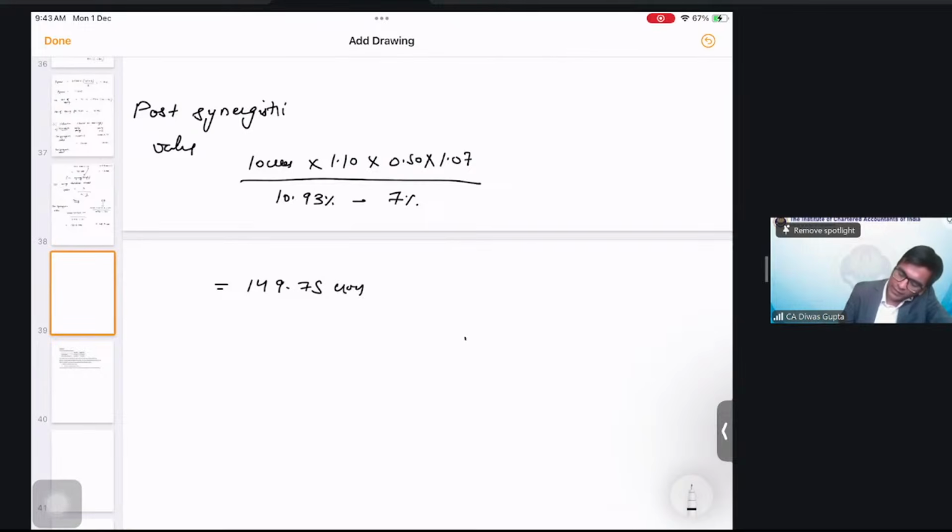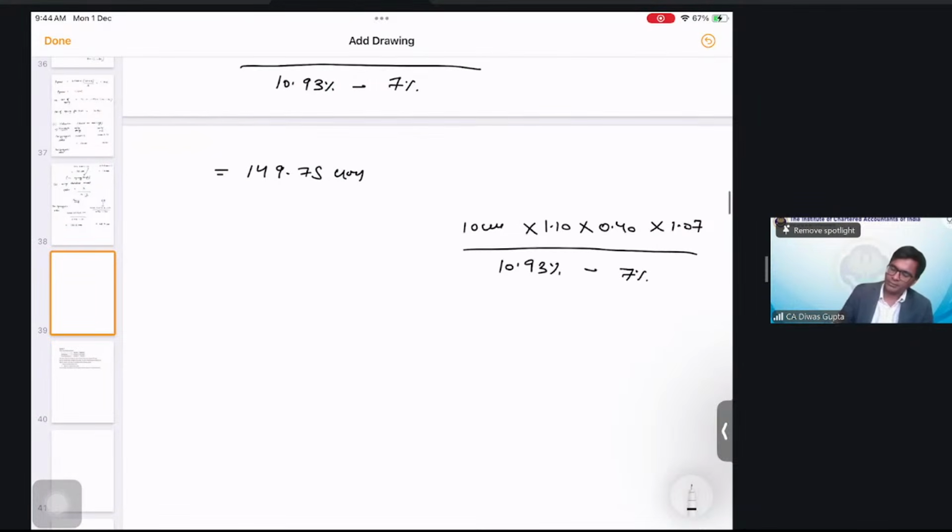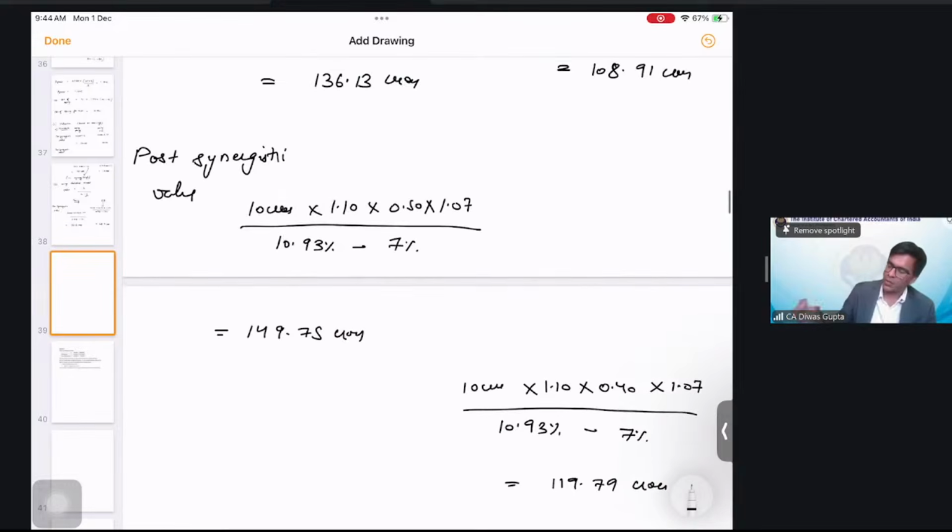Okay. And here it will be 10 crores multiplied by 1.10. This will remain the same. But for XYZ, the dividend payout ratio was 0.40 multiplied by the growth rate of 1.07. This will be divided by 10.93% minus 7%, students. Right? So this is 119.79 crores. This is what the post-synergistic value comes out to be.